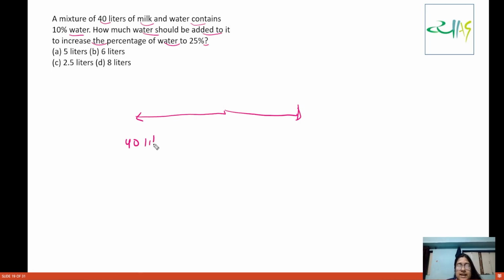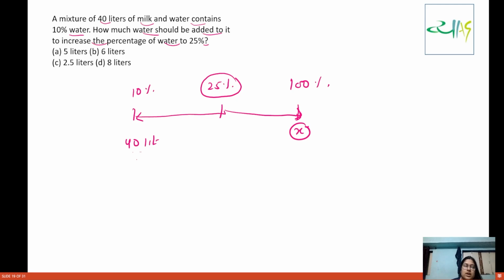So you have this 40 liter of milk and water. So in this, how much water you are having? You are having this 10% of water. Okay, so you have this 40 liter and this 10% of water. Fine. Then how much water should be added to make this 25%? Okay, so you have to make this 25%, and this is what? This is 100%, because we will add some water. Let us take this as x.